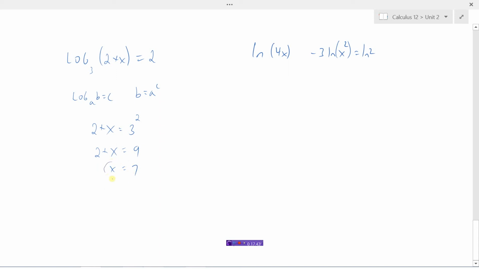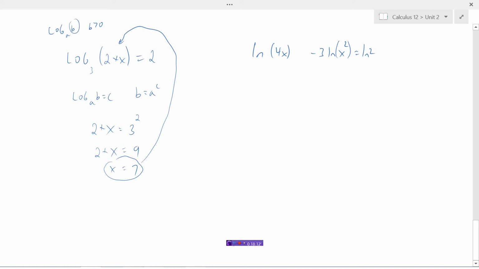Now remember, whenever we're solving a log equation, what we take the log of, so we had log base a of b, the b has to be greater than 0. Remember, we can only take logs of numbers that are positive. So I just want to double check that when we put 7 in here, that 2 plus 7 is going to be greater than 0. It is. 2 plus 7 is 9, and log base 3 of 9 is indeed 2.